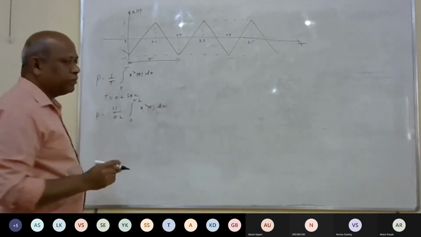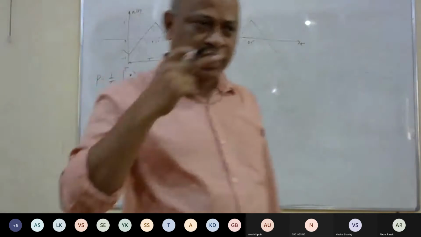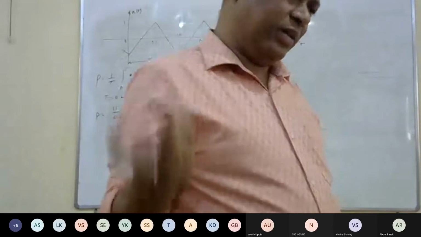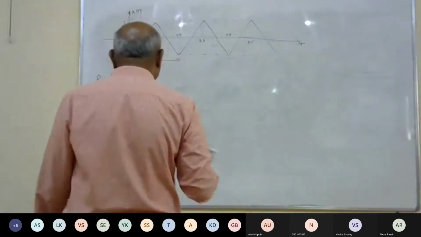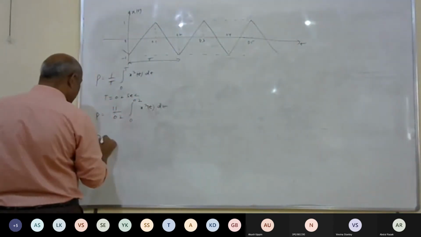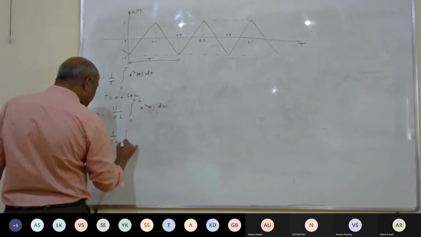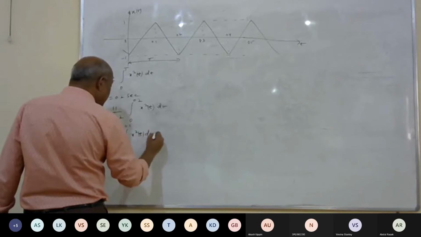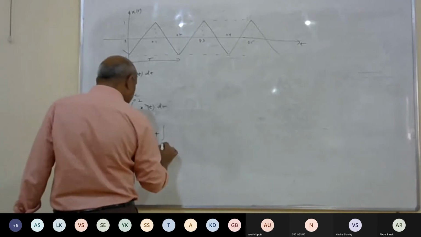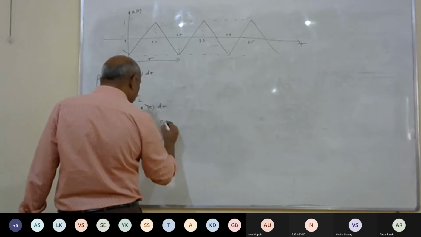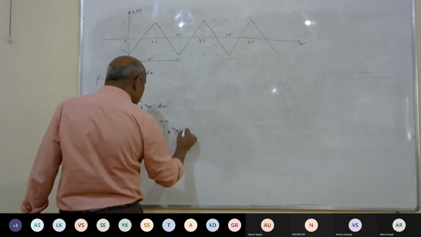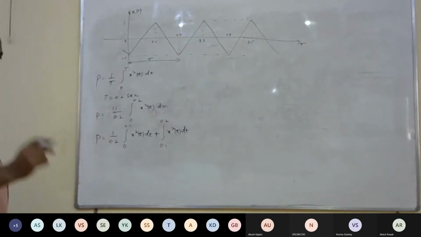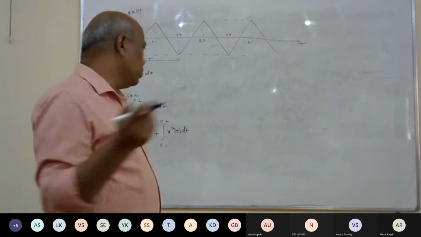But the signal is not the same from 0 to 0.2, because from 0 to 0.1 it is going from -1 to +1, and from 0.1 to 0.2 it is coming from 1 to -1. That's why we split this into two intervals. That is, average power is 1 divided by 0.2 times the integration of 0 to 0.1 of x square of t dt, plus the integration of 0.1 to 0.2 of x square of t dt. Let us calculate what x of t is in the range of 0 to 0.1 and 0.1 to 0.2.